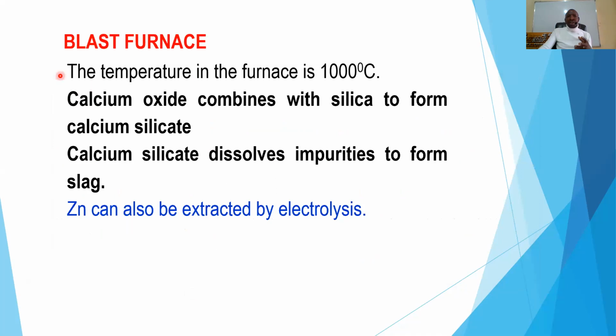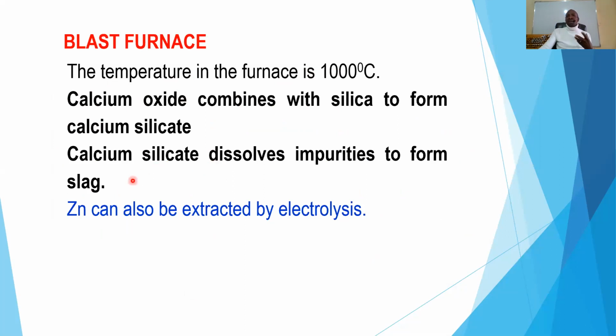So the temperature of the furnace is 1,000. That's why we are saying the zinc formed there is in vapor form, because the boiling point of zinc is between 906 and 907. So the calcium oxide combines with silica to form calcium silicate. The calcium silicate dissolves impurities to form a slag.